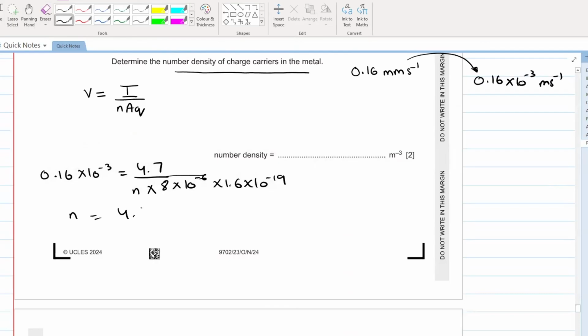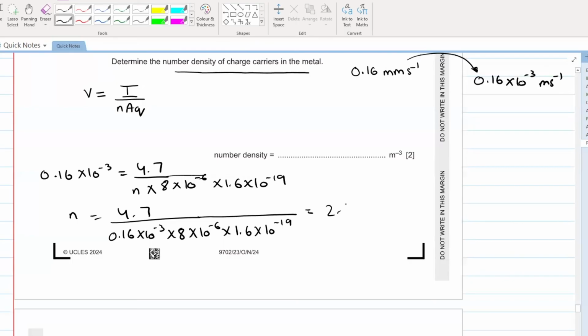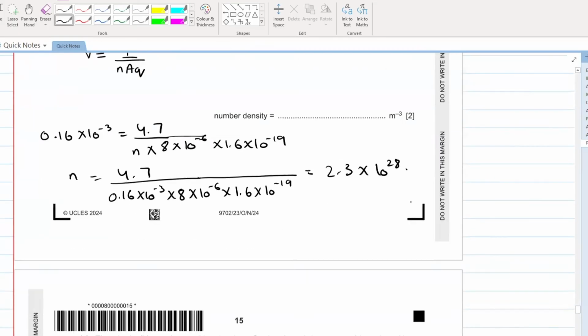n is equal to 4.7 divided by 0.16 into 10 raised to the power of minus 3 into 8 into 10 raised to the power of minus 6 into 1.6 into 10 raised to the power of minus 19. Can you guys calculate n? Yes or no? What does n come out to be? 2.3 into 10 raised to the power of 28. Simple. Let's further move ahead.